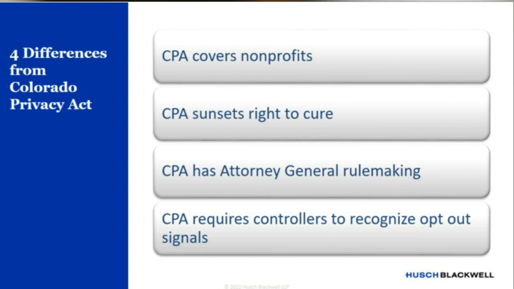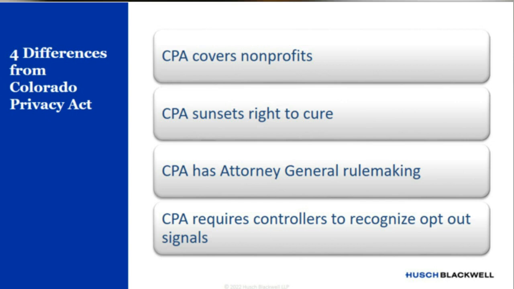The right to cure. This is something that I don't think gets enough attention. So right now under the CCPA, you have the right to cure violations. You have to have a notice, 30 days to right to cure. And that exists in Virginia as well. It's going away in California with the CPRA. Colorado has it, but it's going to sunset 18 months after the bill goes into effect.